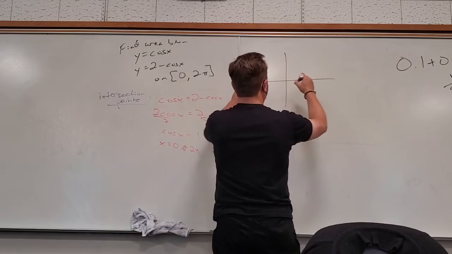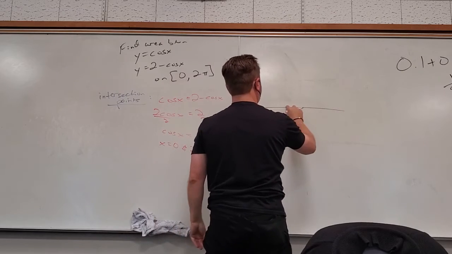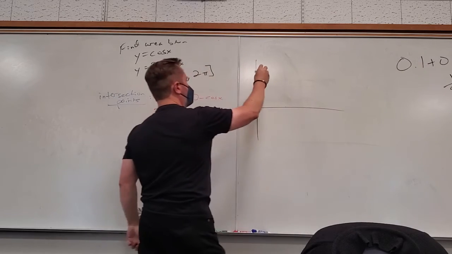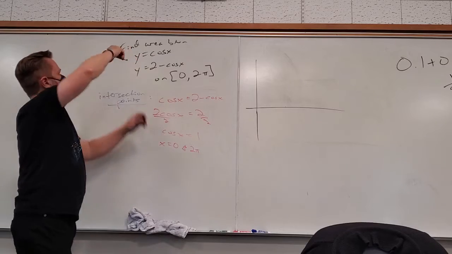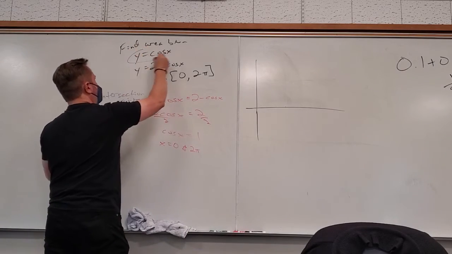From 0 to 2 pi, I guess it would be better. So let me slow down here, jump over. 0 to 2 pi. So it's 0. Let's see, I need more colors. This one in blue.